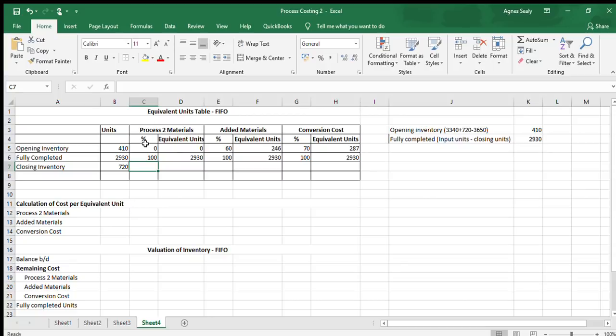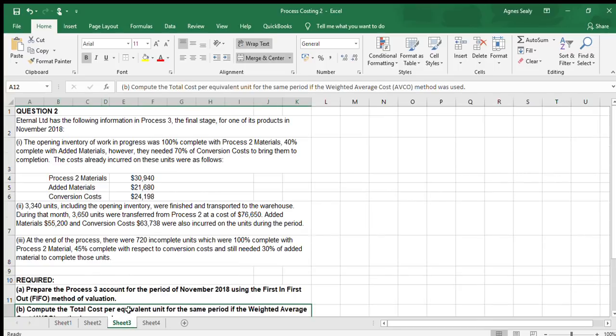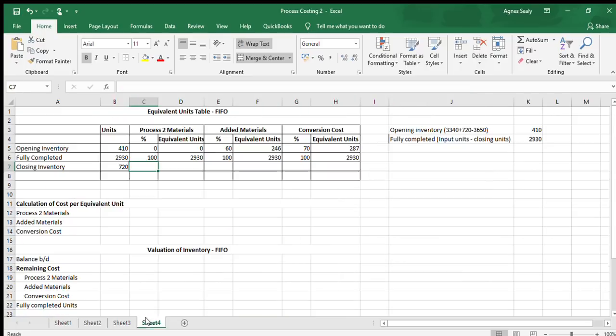And then when we're looking at our closing inventory, it says at the end of the process there were 720 incomplete units, which were 100% complete with process 2 materials. So when we're looking at the closing inventory, we're looking at how much is completed. So process 2 material is 100% completed. So here 100% completed with reference to process 2, 720 units.